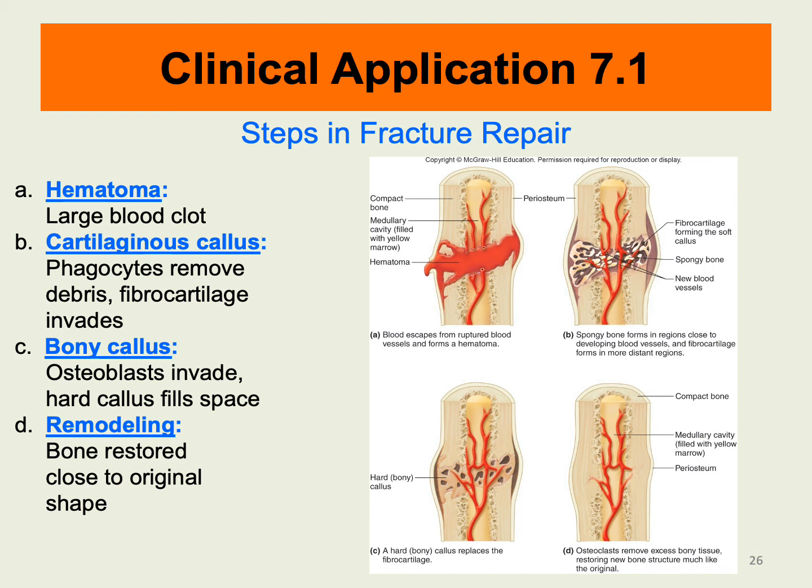And bony callus section, which is the third stage, and osteoblasts invade the area and start filling with calcium, depositing calcium and phosphorus and fill this space. And the remodeling, bone restored close to the original shape, and as you see, osteoclasts come and trim the excessive bone production.